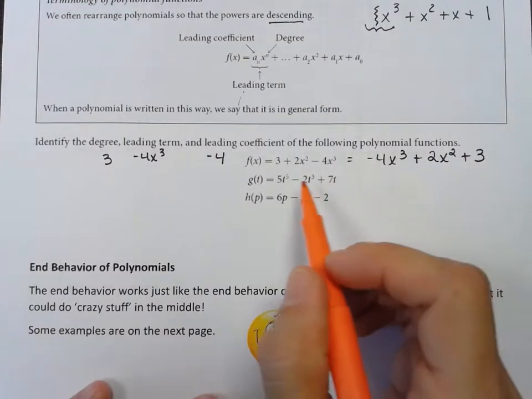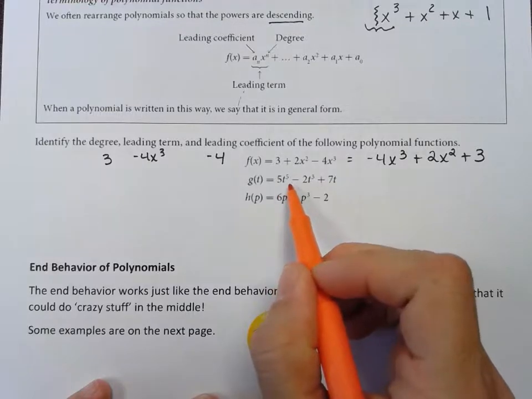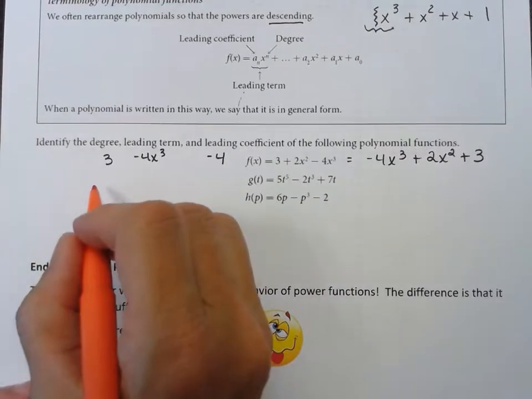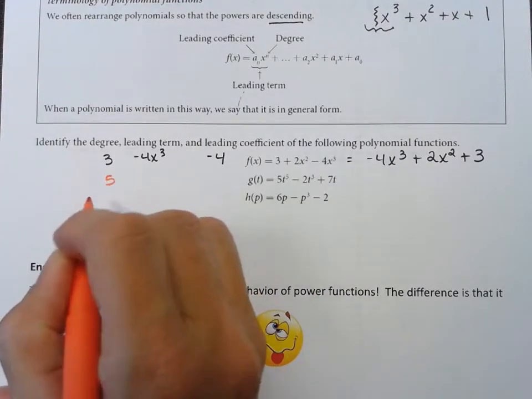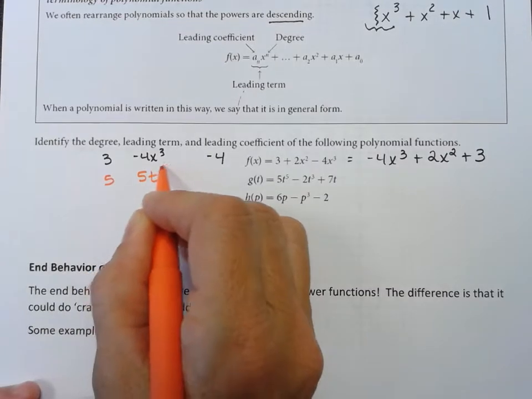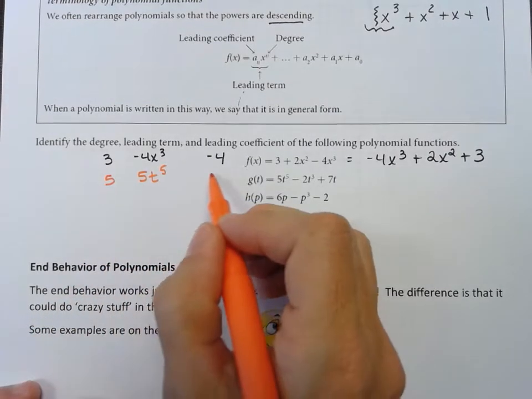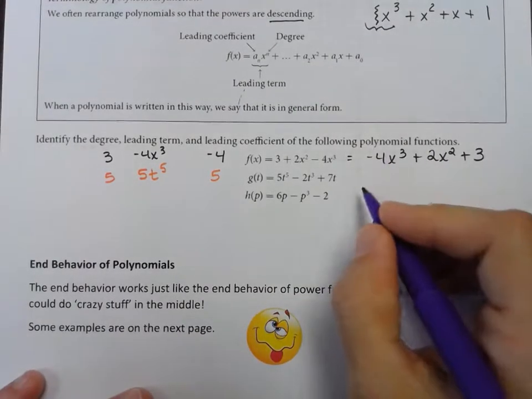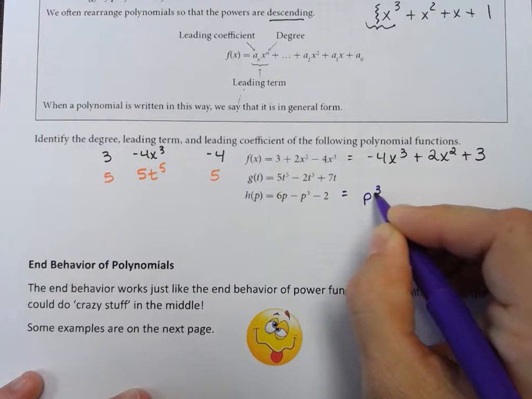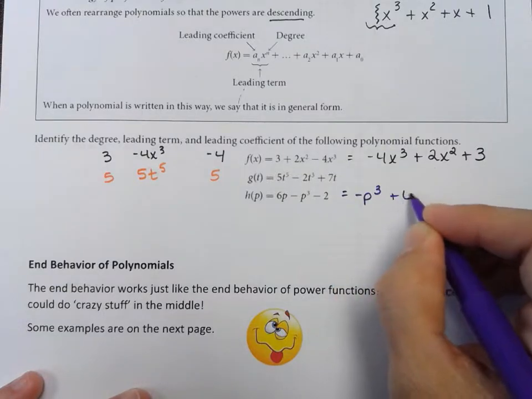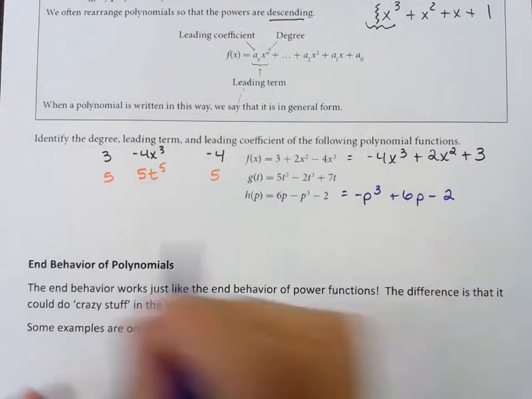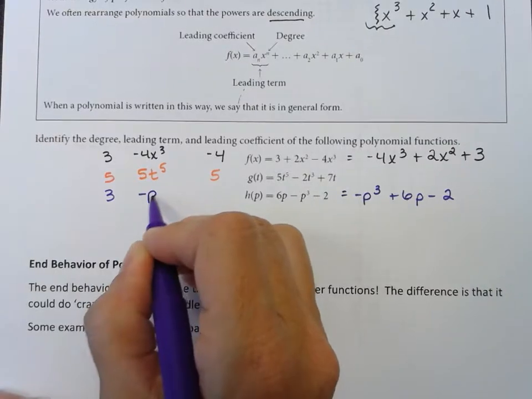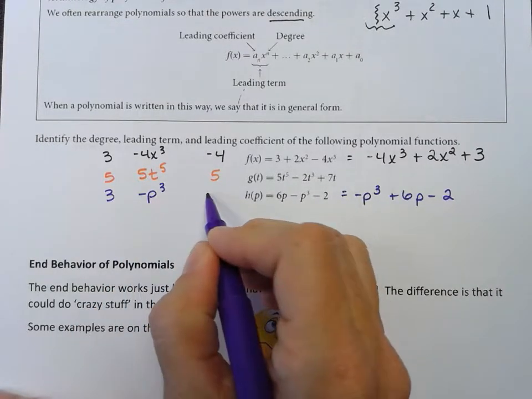So then let's look at the next one. This one is written in descending order already, 5, 3, 1. So we can just answer the questions. The degree is degree 5. The leading term is 5t to the 5th power. And the leading coefficient is a positive 5. The next one we need to rewrite into descending order. That's negative p cubed plus 6p minus 2. The degree of this polynomial is 3. The leading term is negative p cubed, and the leading coefficient is negative 1.